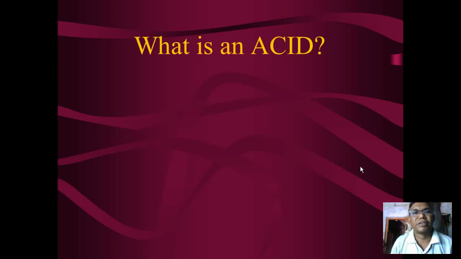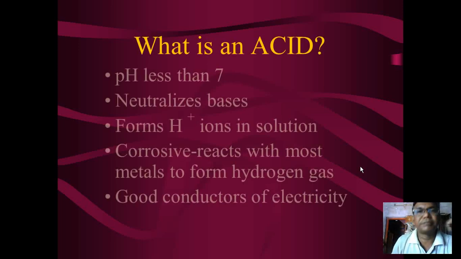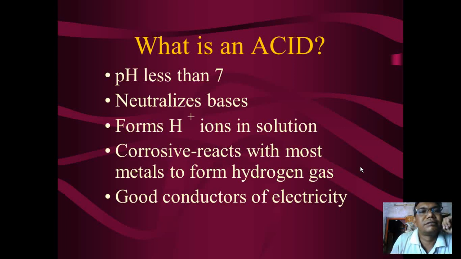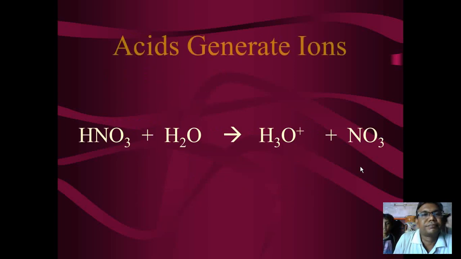So first of all, let us see what an acid is. An acid has a pH less than 7, neutralizes bases, forms H+ ions in solution, is corrosive, reacts with most metals to form hydrogen gas, and is a good conductor of electricity. Acids generate ions: HNO3 plus water gives H3O+ and NO3-.